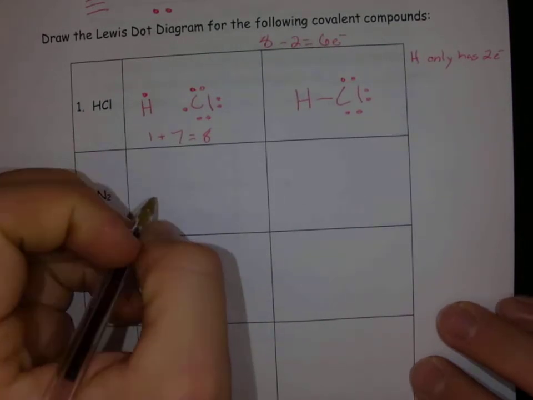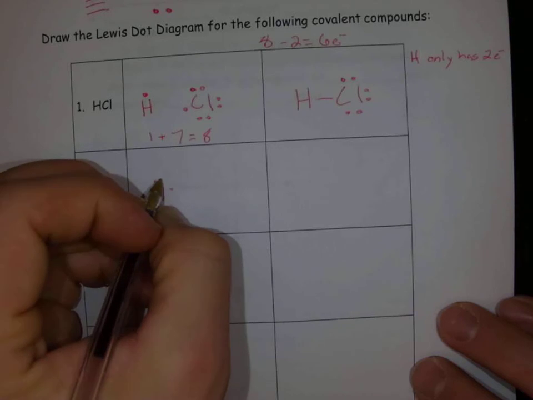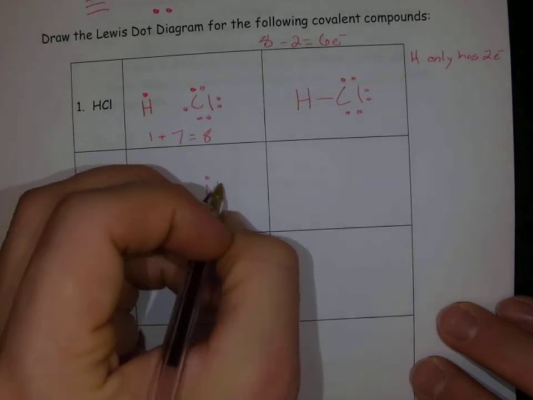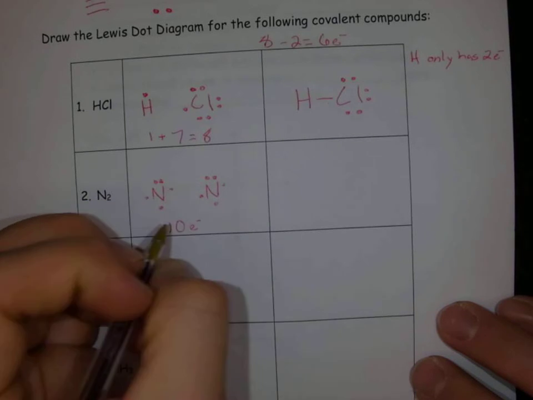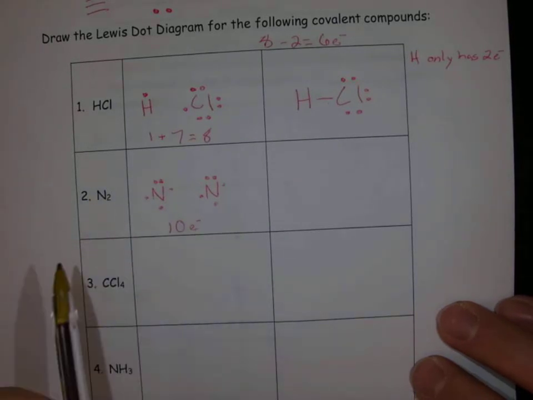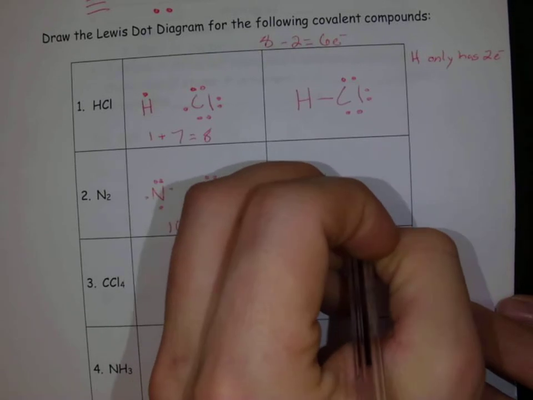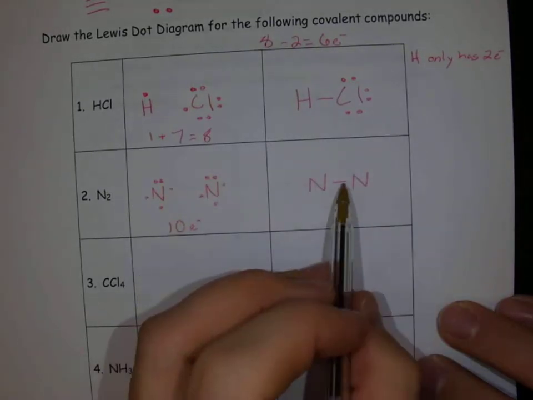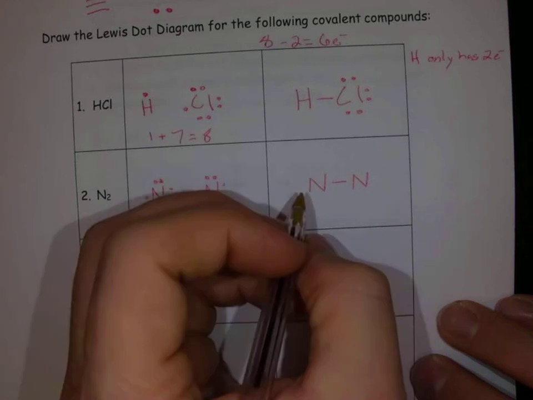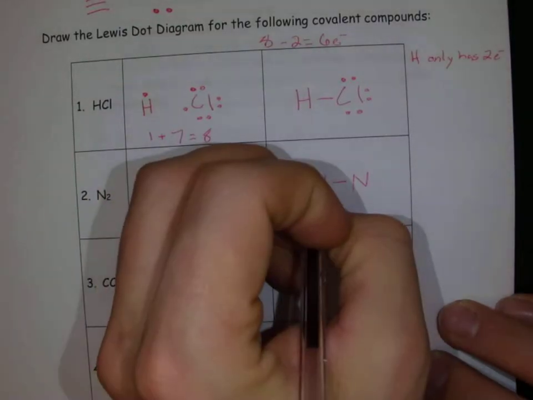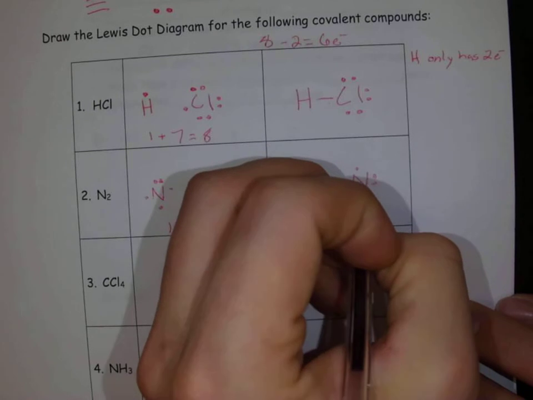So for N2, we've got 2 nitrogen atoms: N, 1, 2, 3, 4, 5, and N, 1, 2, 3, 4, 5. We've got 10 electrons total to put on here. I'm going to start by just drawing a skeleton. If I draw this skeleton, that's 2 electrons that are gone. I've got 8 electrons left, so let me give 4 and 4: 1, 2, 3, 4, 1, 2, 3, 4.